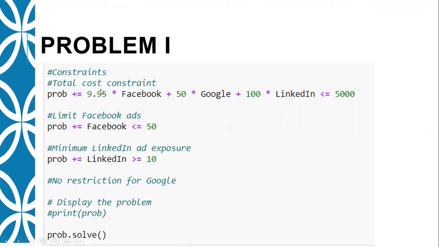The first constraint is the total cost constraint. CPM for Facebook is 9.95, so 9.95 multiplied by Facebook, plus CPM of Google multiplied by Google ads, plus CPM of LinkedIn multiplied by LinkedIn ads, and this entire cost should be less than or equal to our budget of 5,000. I want to limit my Facebook ads to less than or equal to 50 slots, and LinkedIn ads should be at least 10 slots. There is no restriction for Google, and we want to solve our problem.